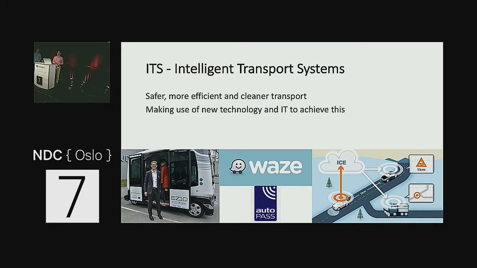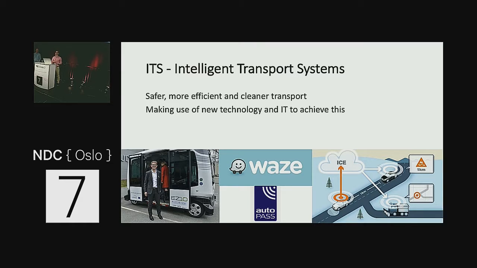All right, so let's take a look at ITS, which is today's domain. Intelligent transport systems is about making transport safer, more efficient, and cleaner by using new technology and IT. Many of the solutions we see here have been around for at least 20 years, and I'm pretty sure that many of you would be able to come up with at least 10 different solutions within the ITS domain, but maybe you haven't necessarily thought about it as a separate domain. But this is a domain in growth.